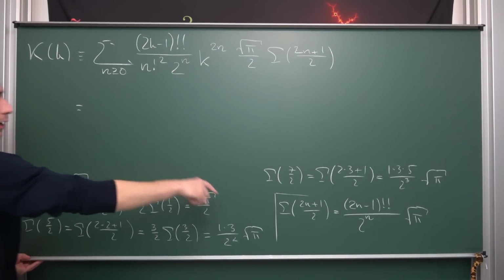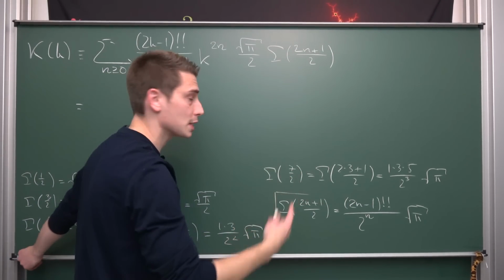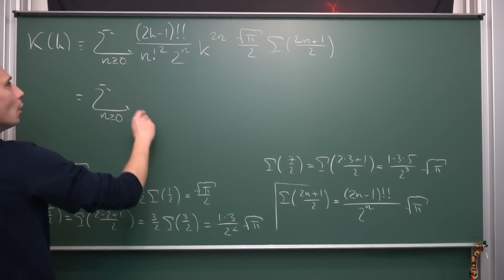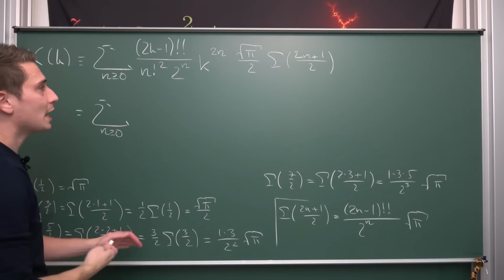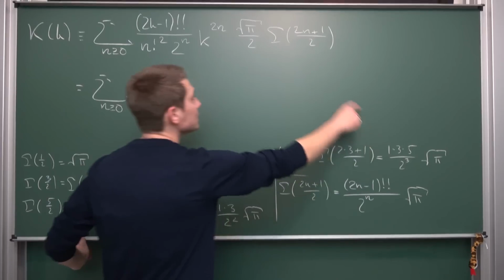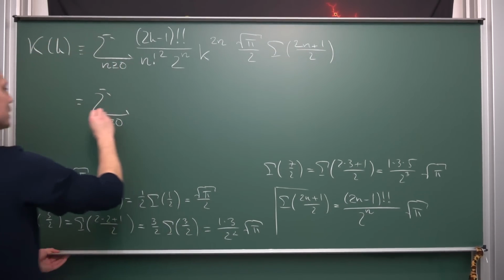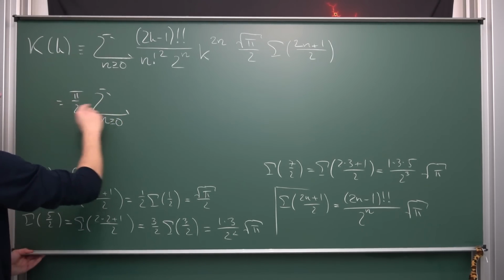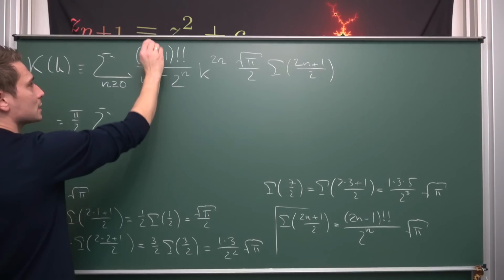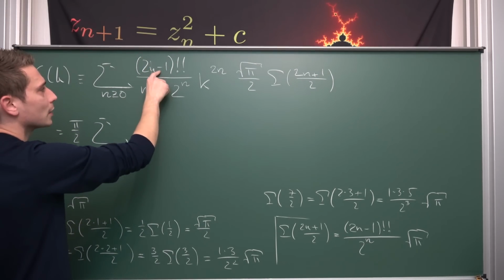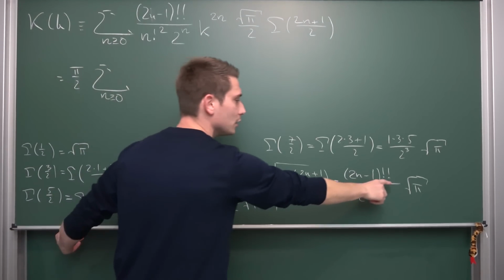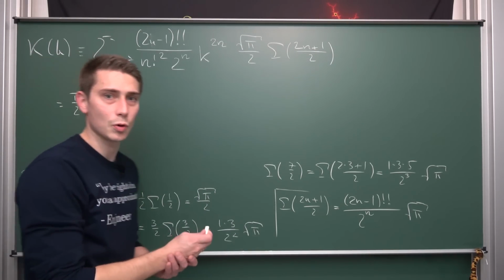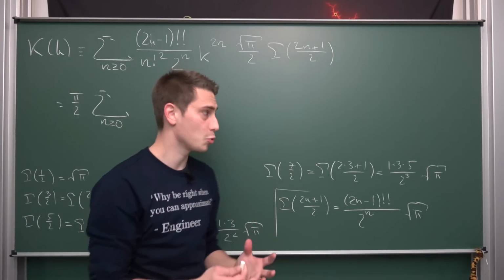So meaning, if we were to plug in our new definition for gamma of 2n plus 1/2, we're going to get the sum from n greater or equal to 0 of... Now, what are we going to have? Square root of pi times square root of pi is nothing but pi. Let us bring this to the front, giving us pi over 2 times the summation. This has been n, not k. We're going to get 2n minus 1 double factorial squared. Also we are going to get 1 over 2^n times 1 over 2^n, which is 1 over 2^n squared.